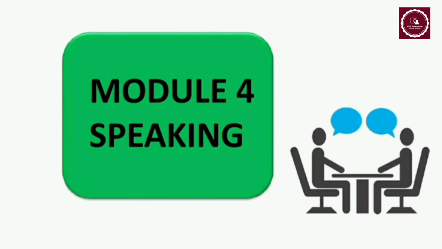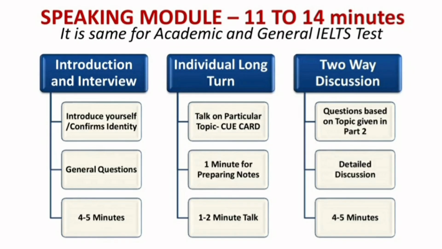The last module is speaking, which is the same for both academic and general training test. The test duration ranges between 11 to 14 minutes. There are 3 parts. Part 1. Introduction and interview. It is conducted for 4 to 5 minutes. The examiner introduces him or herself and asks you to introduce yourself and confirm your identity. The examiner asks you general questions on familiar topics, for example, home, family, work, studies, or interest.